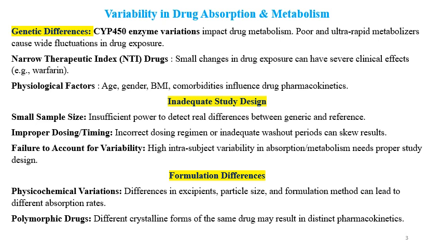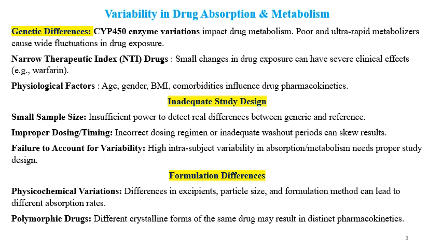Variability in drug absorption and metabolism. As we know, the ADME of the drug is affected because of genetic differences. CYP450 enzyme variations are there between individuals, which affect drug metabolism, and poor and ultra rapid metabolizers cause wide fluctuation in drug exposure. If there is first pass metabolism, it may vary. Enzyme variations may impact drug metabolism, and that's why may impact the pharmacokinetics.